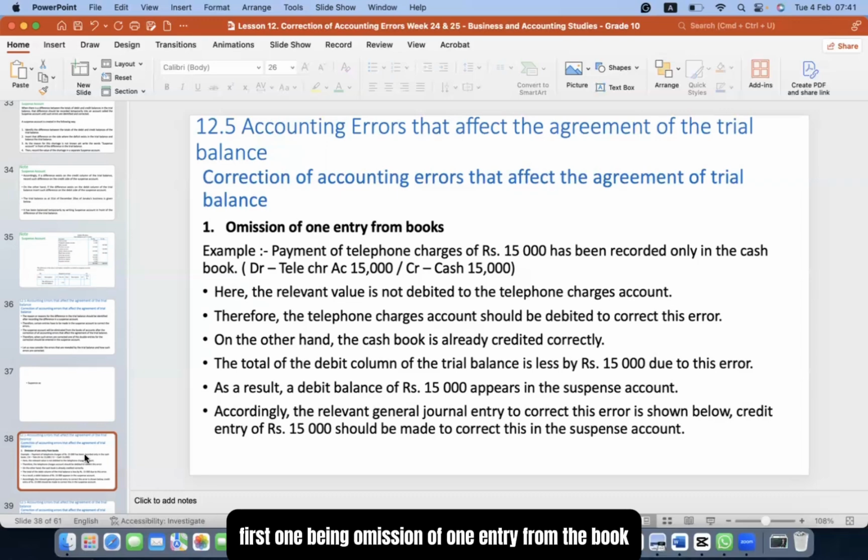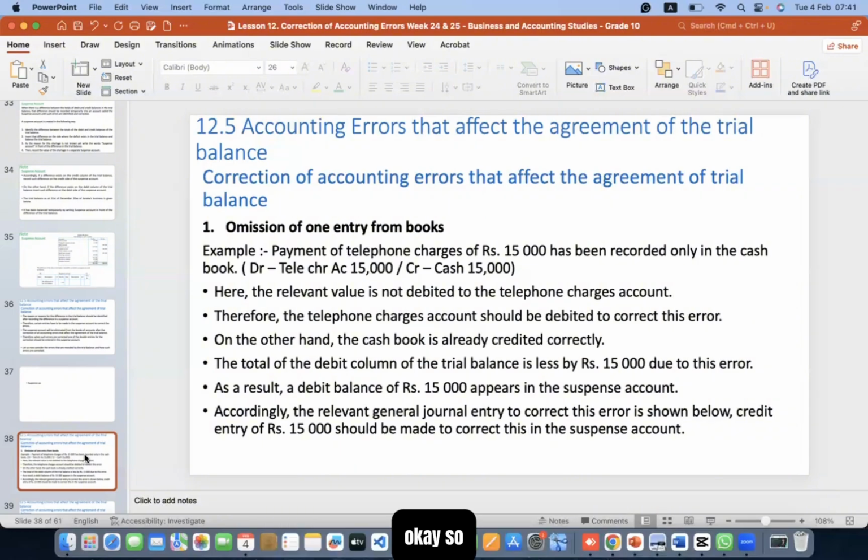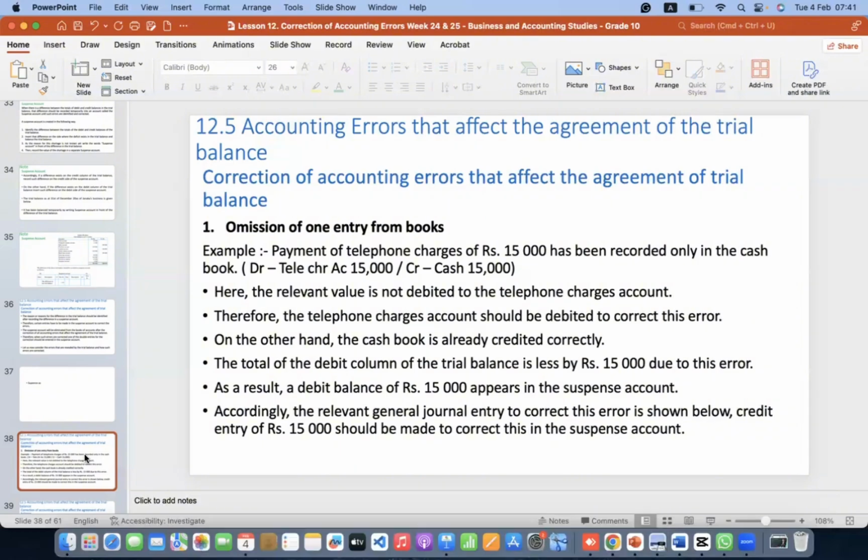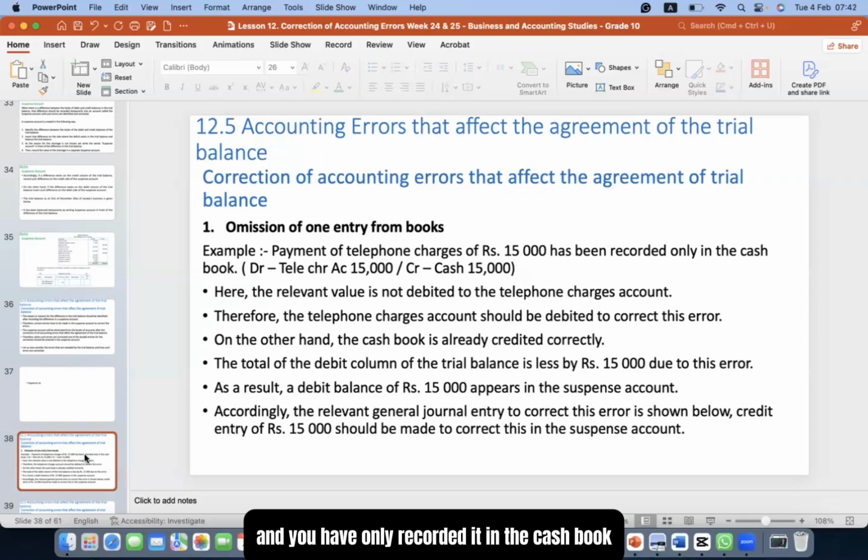First one being omission of one entry from the book. So let's see what is happening. Now payment of telephone charges of 15,000 has been recorded only in the cash book. Okay, so what has happened is you have made a payment of 15,000 and you have only recorded it in the cash book.